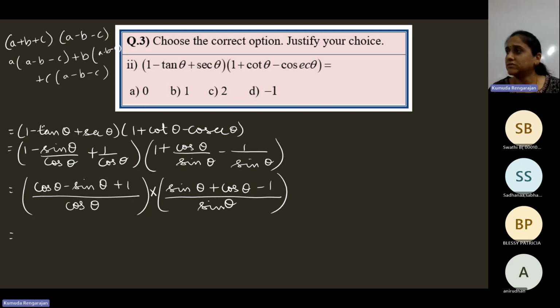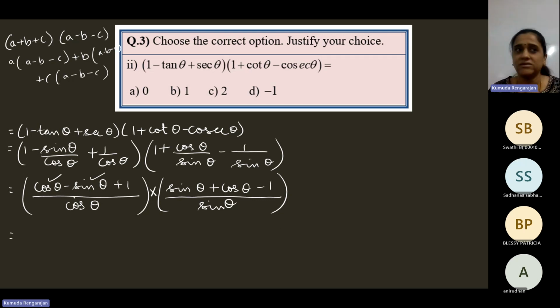So that is one option. You can multiply like this, but this is going to take time. So you'll have to see if you can save time by using an identity. This is how you'd multiply: cos theta with sine theta plus cos theta minus 1, then minus sine theta with sine theta plus cos theta minus 1, and plus 1 with sine theta plus cos theta minus 1. The usual multiplication.